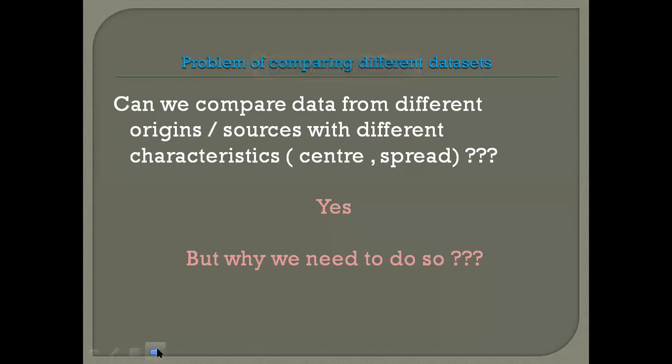So if we have data from two different sources, probably we won't find that both data sets have the same spread or the same center. So how are we going to compare data from two different sources with different kinds of characteristics? This is a question which is usually asked once you try to characterize your data, once you try to understand your data. Sometimes you have a scenario where data comes from two different sources with different sets of characteristics, and you have to compare.